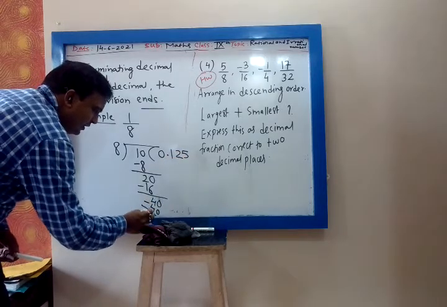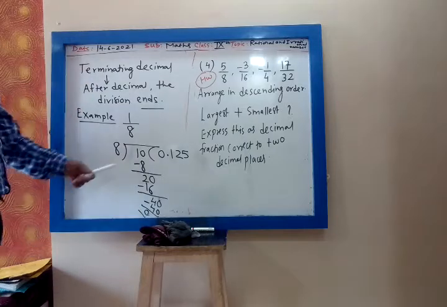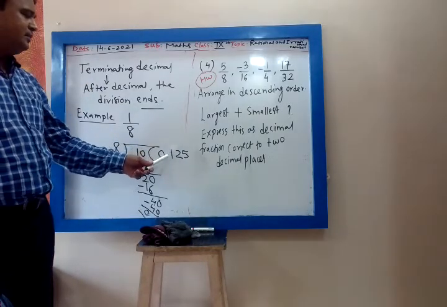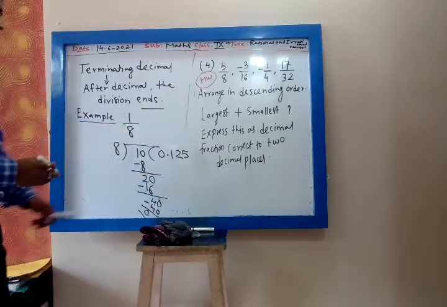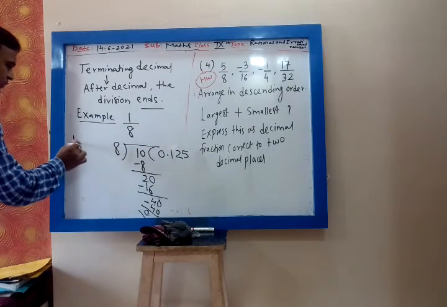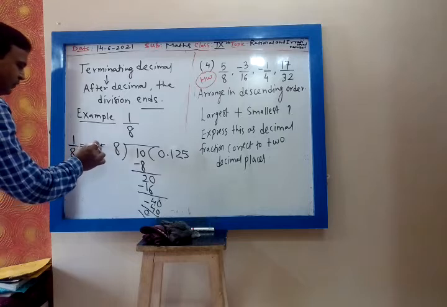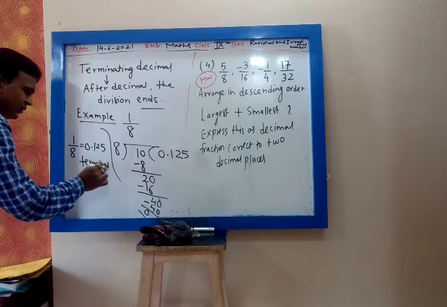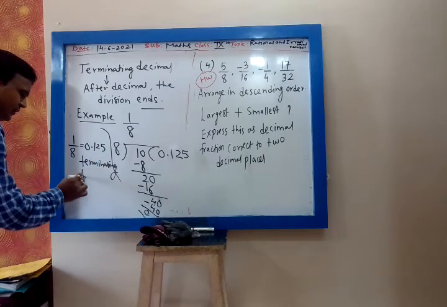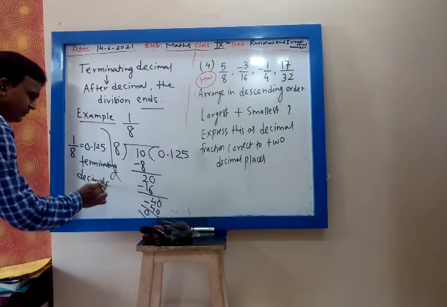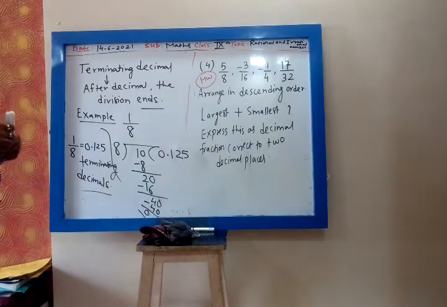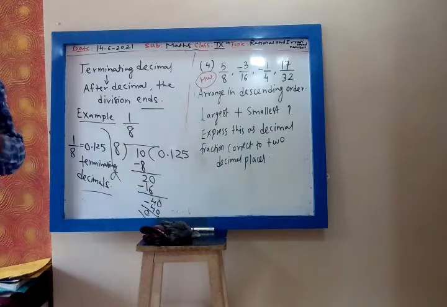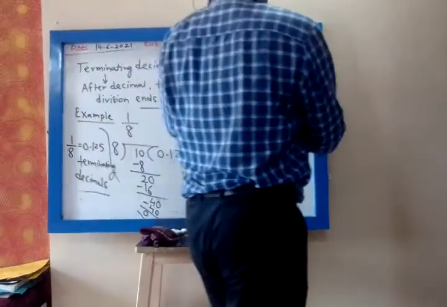Correct. So now there is no remainder. There is no remainder, means division stops after 3 digit. After decimal, after 3 digit, the division stops. So 1 by 8 is 0.125. So this is terminating decimal. Terminating decimal means that after decimal, the division stops after few digits.